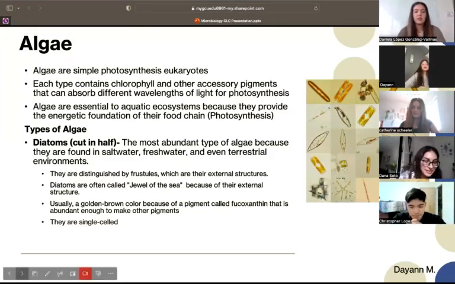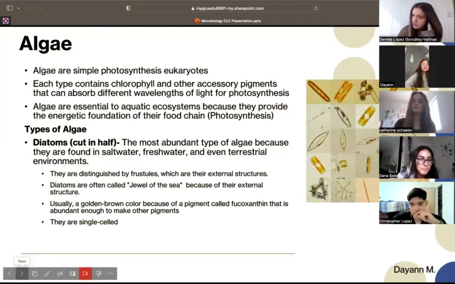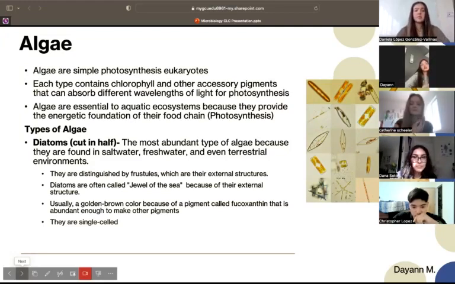Okay, so I did algae. Algae are simple photosynthetic eukaryotes, and each type contains chlorophyll and other accessory pigments that can absorb different wavelengths of light for photosynthesis. So there are different types.